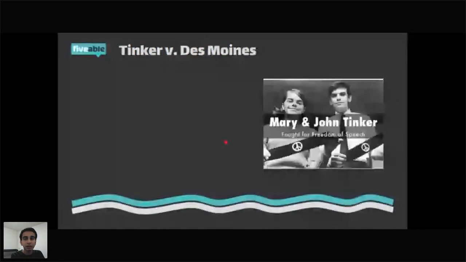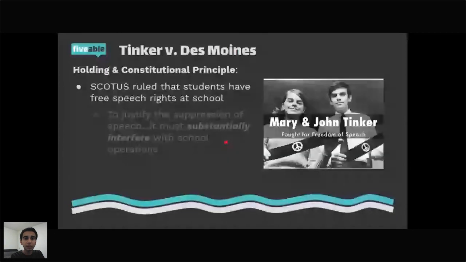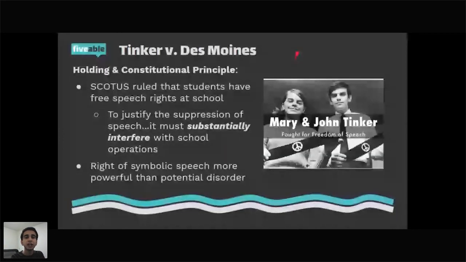Okay, as you guys probably know, the result was that students do have free speech rights at school, and to justify the suppression of speech, it must substantially interfere with school operations.